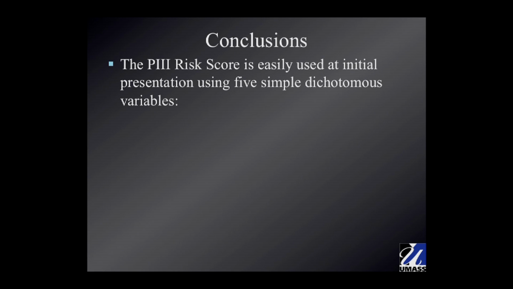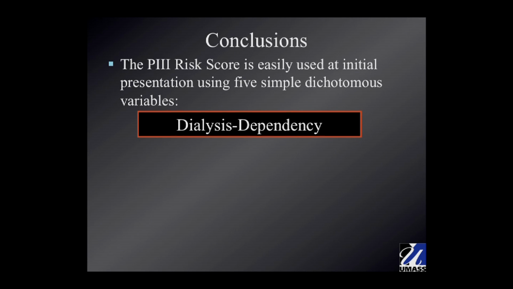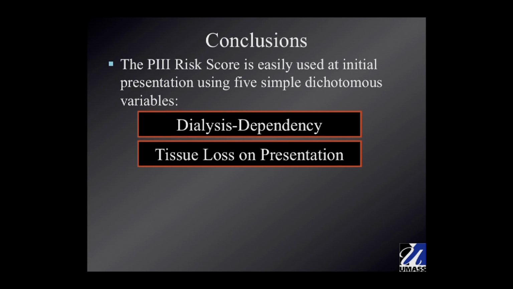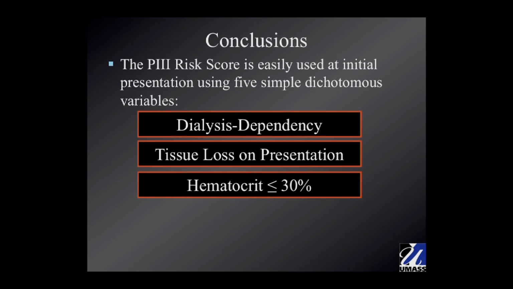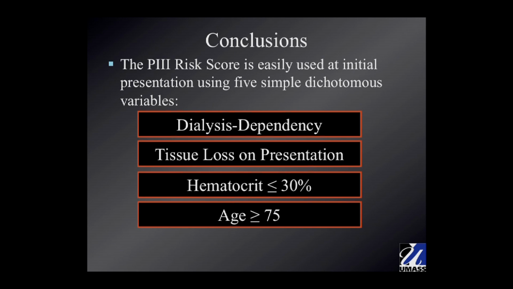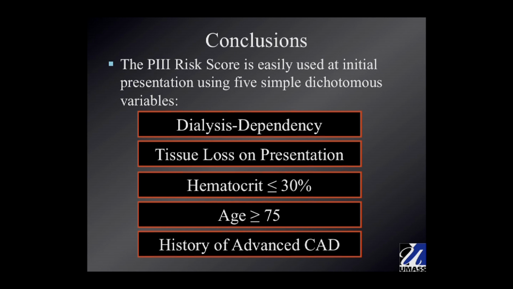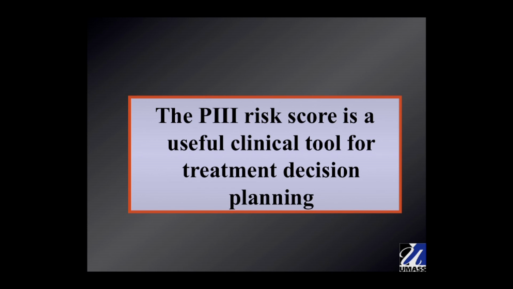So we concluded in this study that the P3 risk score is easily used at initial presentation using 5 simple dichotomous variables. Is the patient dialysis dependent? Do they have tissue loss on presentation? Is the hematocrit less than or equal to 30? Are they older than 75? And do they have a history of advanced CAD? So we feel that it's generalizable based on the validation. And we believe that the P3 risk score is a useful clinical tool for decision planning.